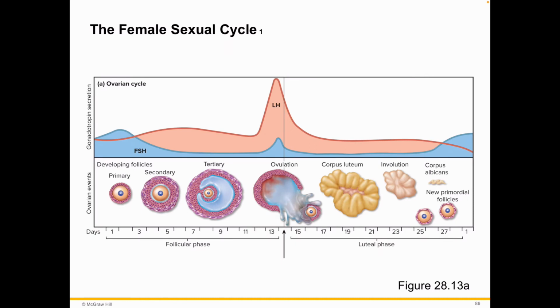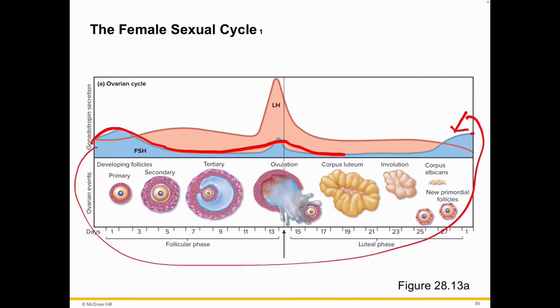Luteinizing hormone and follicle stimulating hormone are the two to watch. Follicle stimulating hormone is really going to have two peaks, right? Two peaks. This peak is actually kind of part of one over here. Luteinizing hormone has one very dramatic peak right here.